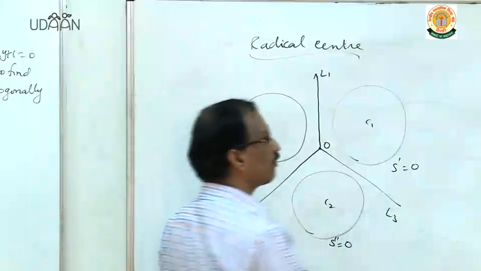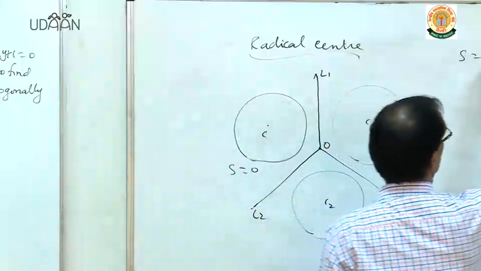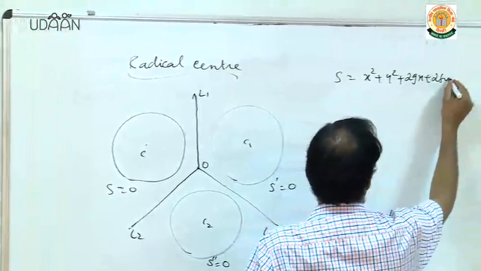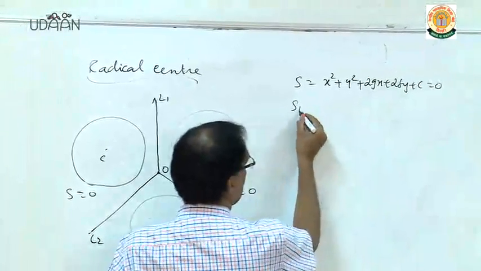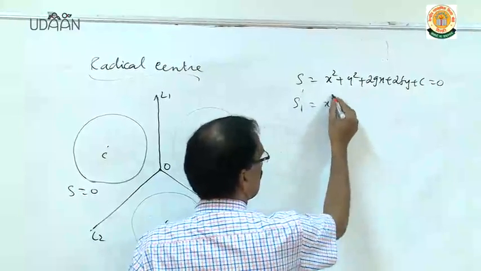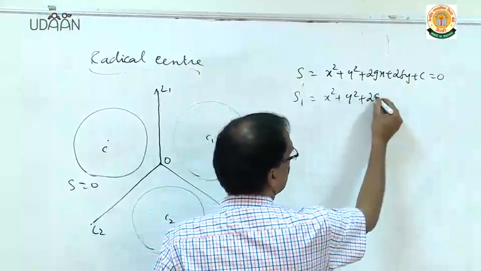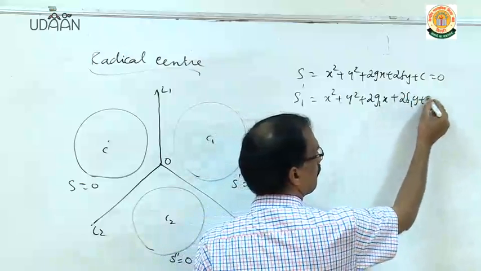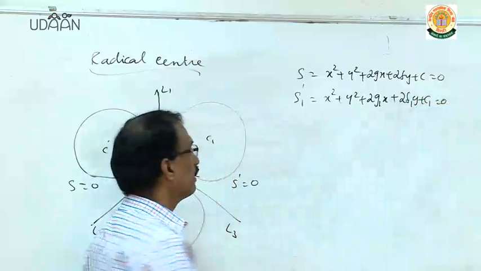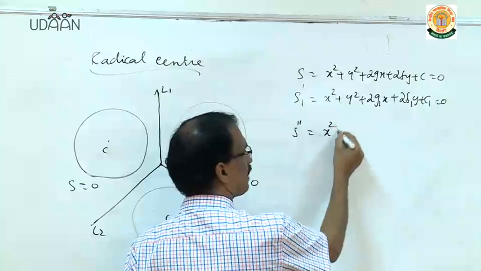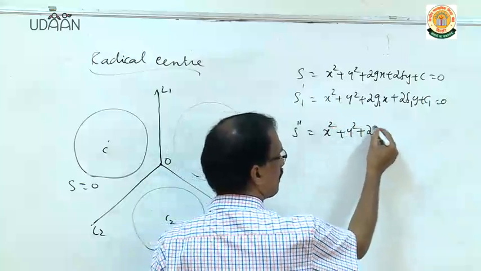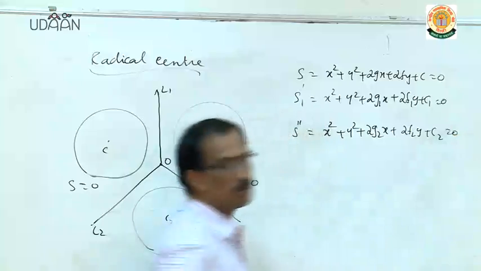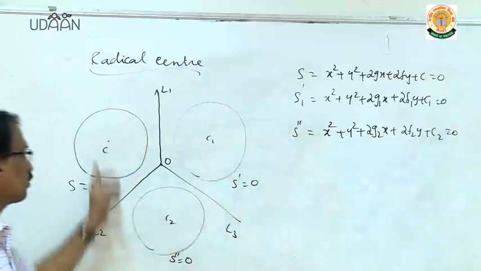The radical axes now we have. Let us take S equal to x square plus y square plus 2gx plus 2fy plus c equal to 0. S dash: x square plus y square plus 2g1x plus 2f1y plus c1 equal to 0. The other, S2 dash: x square plus y square plus 2g2x plus 2f2y plus c2 equal to 0. So, these are the three circles which we have.